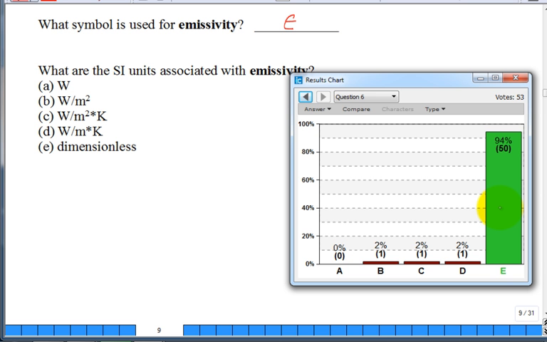It's dimensionless, is it not? So the emissivity is dimensionless. It's a range. Can you have an emissivity of 1.3? No, it's between 0 and 1. 0 and 1 is the emissivity.